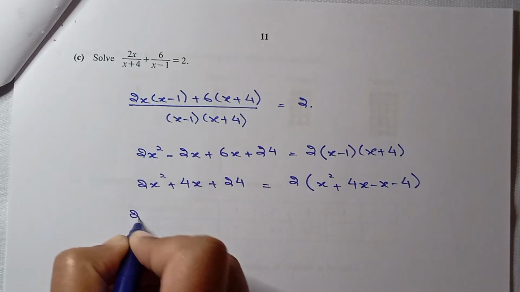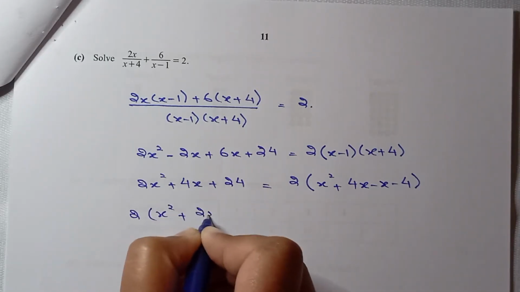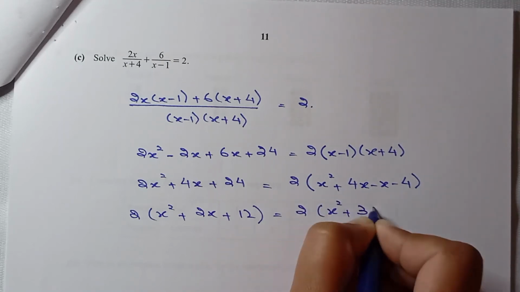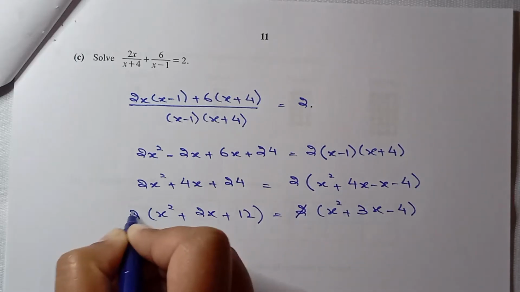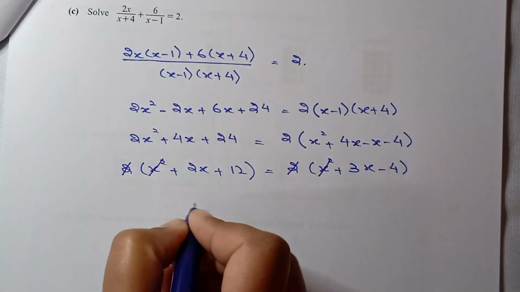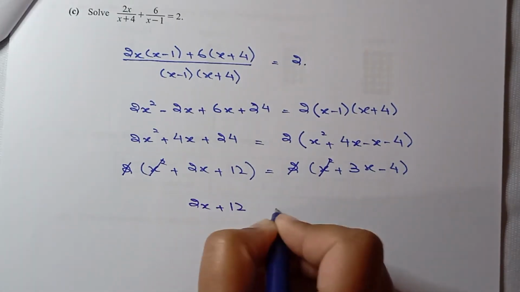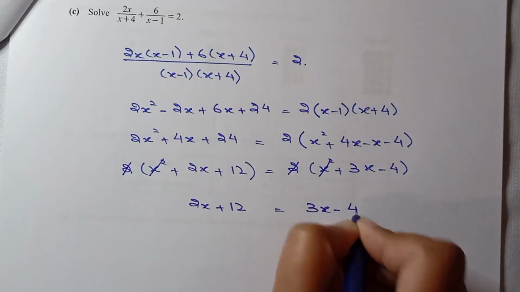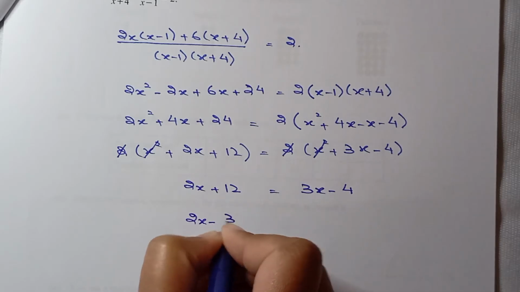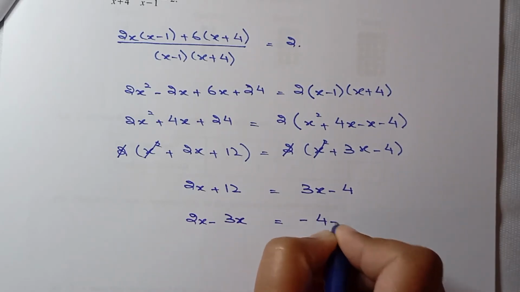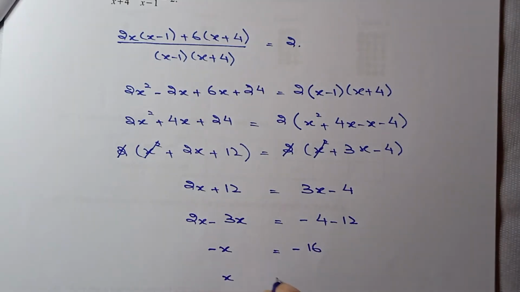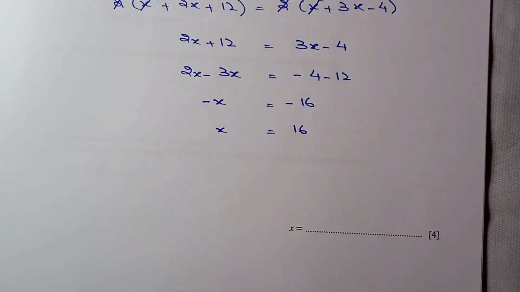Let me take 2 common. We are left with x square plus 2x plus 12. This would be 2 is common, x square plus 3x minus 4. So cancel out the 2 on both sides, and x square is also cancelled. 2x plus 12 would be equals to 3x minus 4. So shifting the x terms on the left, so 2x minus 3x, and constant terms on the right, minus 4 minus 12. So minus x would be equals to minus 16, so x would be equals to 16. So the value of x is 16.